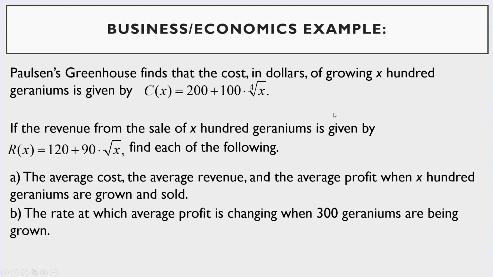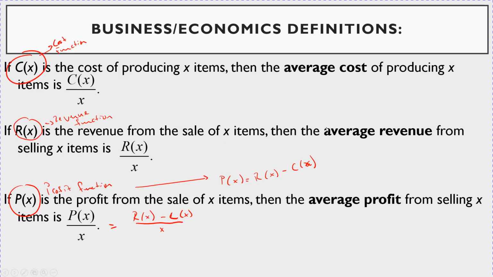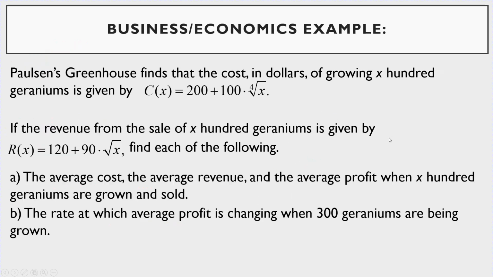Okay, so I want to do a silly example about a greenhouse that sells a certain type of flowers. So here's the problem, and we're going to come back to these average cost, average revenue, and average profit as we go through the problem. Paulson's greenhouse finds that the cost in dollars of growing x hundred geraniums, a type of flower, is given by the following. Remember, x is going to be in hundreds. So you're going to input, say, 2, but what that really means is 200. That's what I mean by x hundred geraniums.